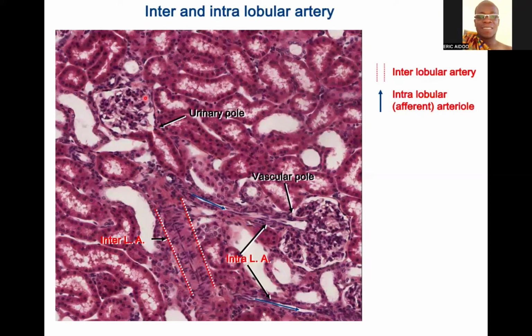That is the urinary pole. You can easily tell that that's a Bowman's capsule. So urinary pole, vascular pole is expected to be opposite. So that is the vascular pole. That you have urinary pole here. So that is a glomerulus. All these are some of the collecting tubules.